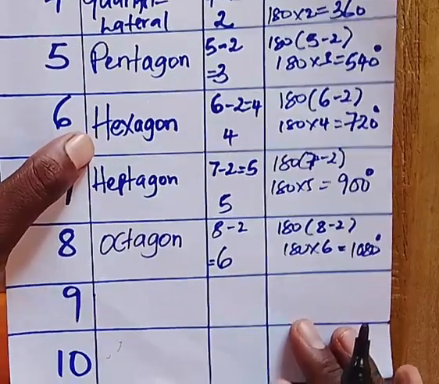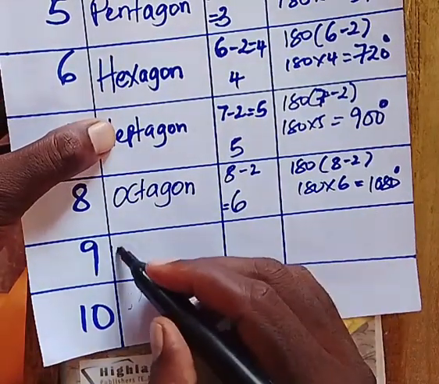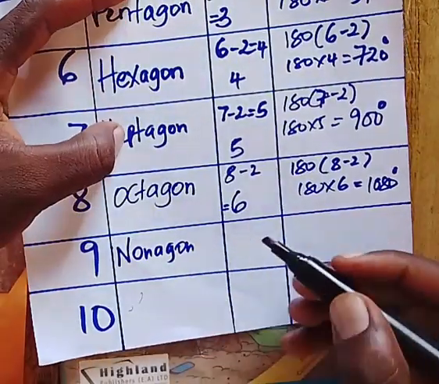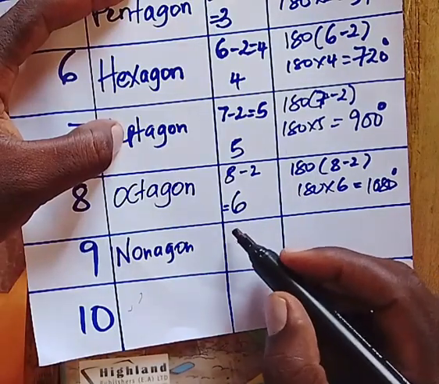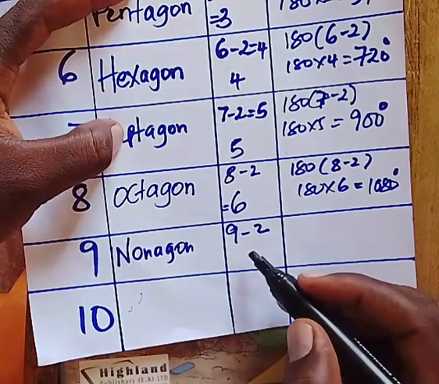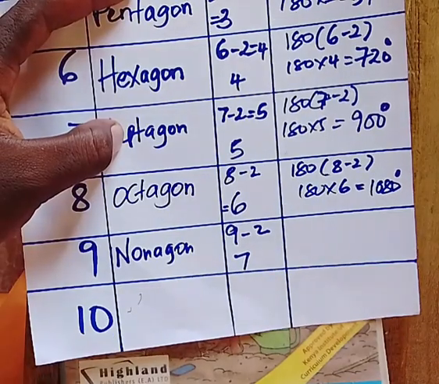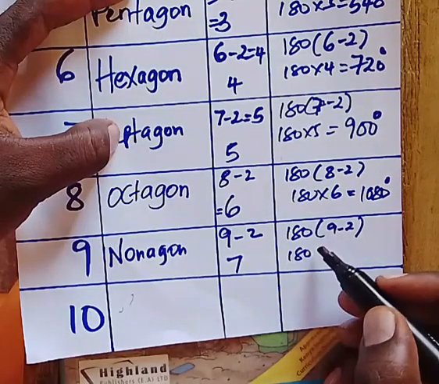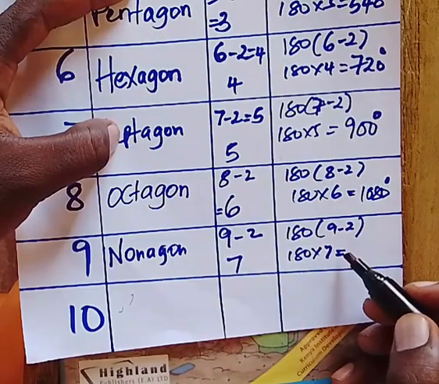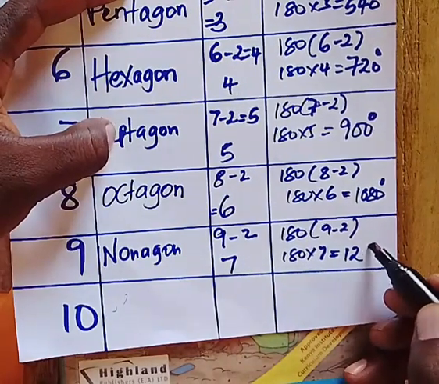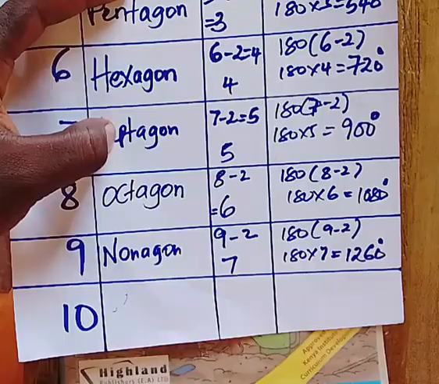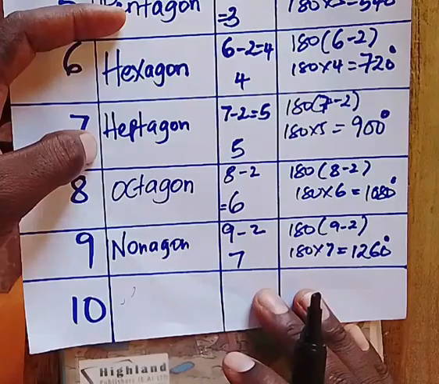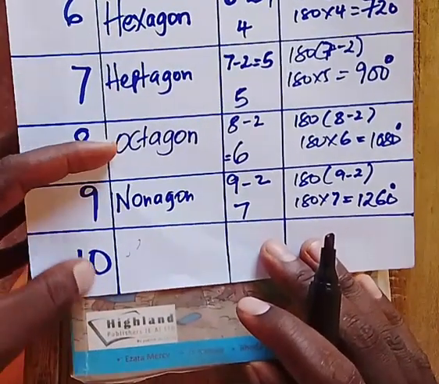That is for the octagon. 9 is called a nonagon. So a nonagon has 9 sides minus 2 to have 7 triangles. Therefore it is 180 into 9 minus 2, which is 180 times 7. You get how many? 1260 degrees for a nonagon.